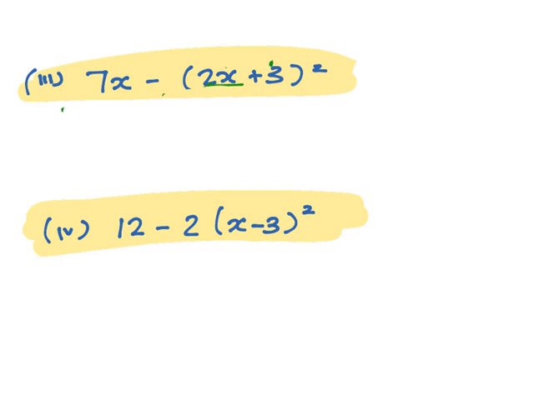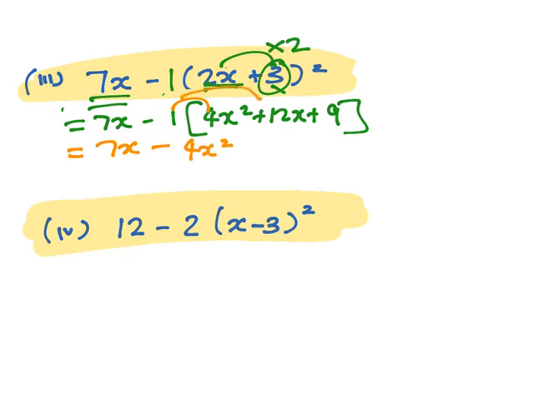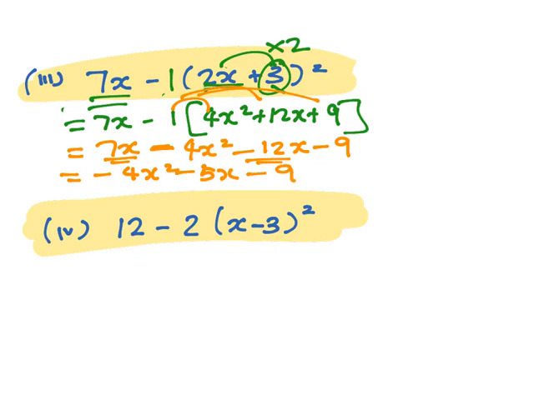Okay. So looking at this, you've got 7x minus 1 out the front. Square the first, so you go 2x squared, which is 4x squared. 2x times 3 is 6x, and then double that, so you get 12x, so plus 12x, and square the last, so square the 3, and you get 9. And then you go 7x minus 1 times 4x squared is -4x squared, -1 times 12x is -12x, -1 times 9 is -9. Now it's just like terms. So it's -4x squared, so you get the sign in front. 7x minus 12x is -5x, and then it'll be minus the 9.